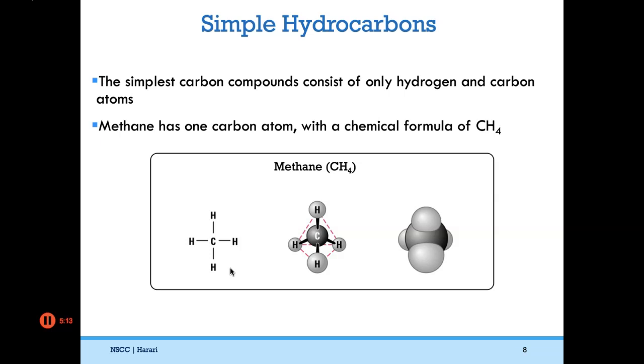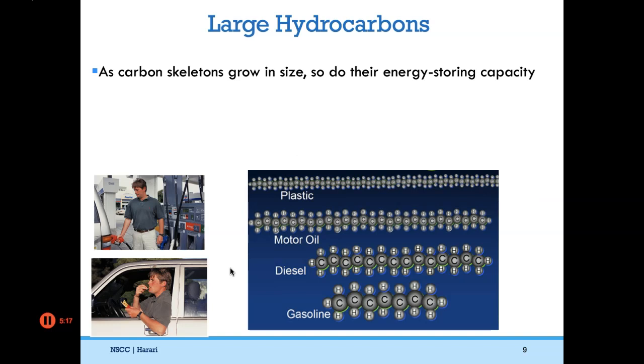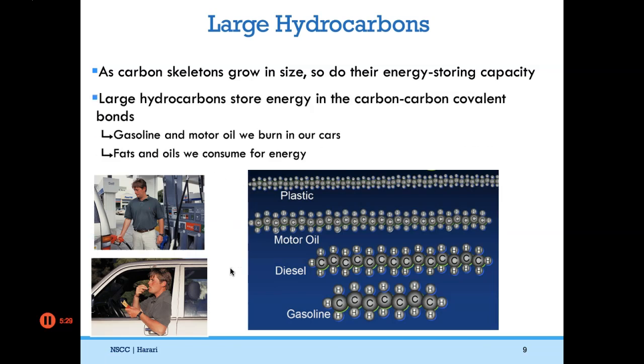They're very simple. We can look at larger hydrocarbons as well. So as carbon skeletons grow in size, so does their energy storing capacity. Remember from chapter 2 that bonds store energy. So the large hydrocarbons store energy in the carbon-carbon covalent bonds. And if you look at the structure for gasoline or diesel or motor oil, these are all large hydrocarbons. So we could use these as fuel. And with combustion, when we ignite our car, we can break all of these bonds and use that energy to move our vehicle forward. We'll also see very soon that fatty acids look a lot like this. The fatty acids that are in our French fries that we eat that give us energy as well look very much like large hydrocarbons. And again, those carbon-carbon bonds store energy in them.